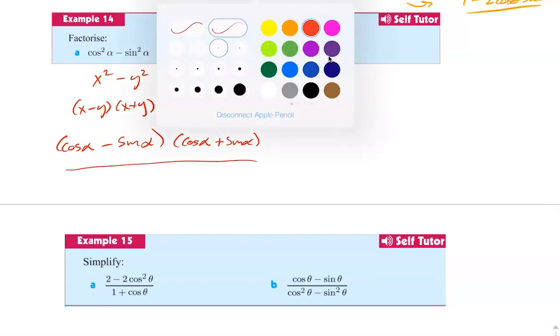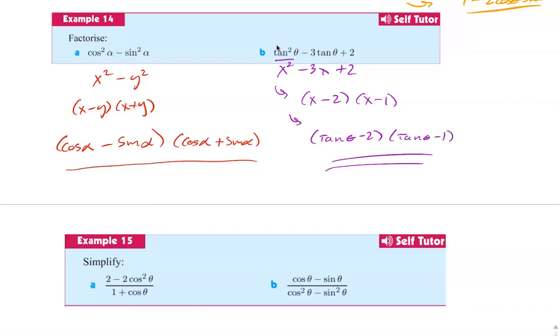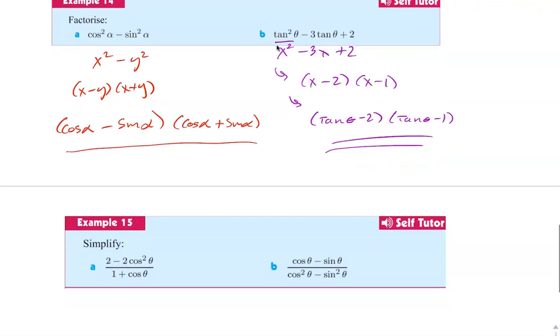So in that case, I think my favorite trick is to just pretend they're all an x. This is x squared, that's 3x, and that's positive 2. So you just factor like normal. That'd be x minus 2, x minus 1. Both numbers multiply to get 2, but add to get negative 3. And then you just put the trig function back, in this case tan. So tan theta minus 2, tan theta minus 1. And that's the idea. Next one.